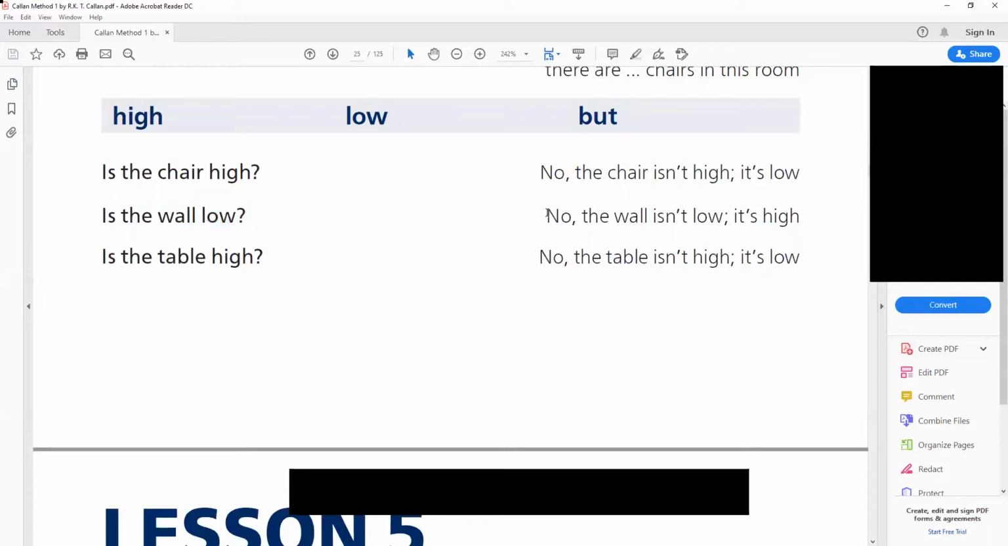Is the wall low, Marcela? No, the wall isn't low. It's high. Is the table high, Clemencia? No, the table isn't high. It's low.